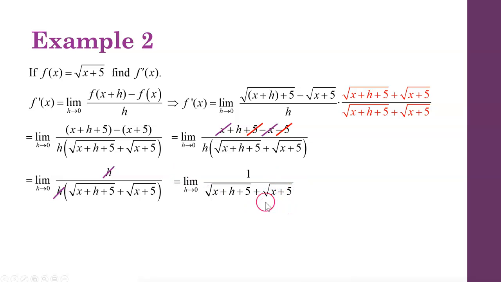So again, this term, the square root of x plus 5 term, is not affected. The first square root, though, the h becomes 0, so you just get x plus 5, or x plus 0 plus 5. Once we take the limit, that h becomes very, very close to 0. And as a result, I have 1 over square root of x plus 5 plus another square root of x plus 5, and I can combine those. Square root of x plus 5 plus square root of x plus 5 gives me 2 square root of x plus 5 in the denominator of this fraction.